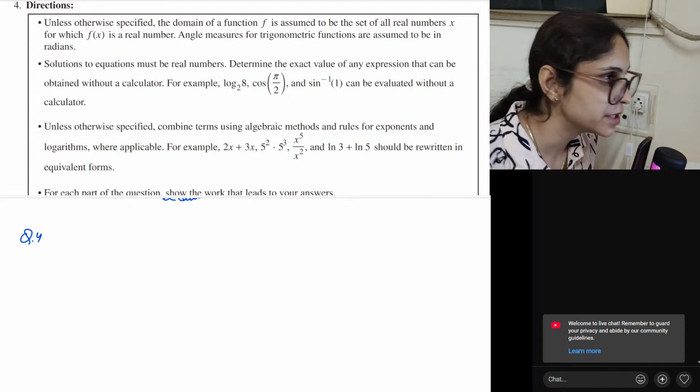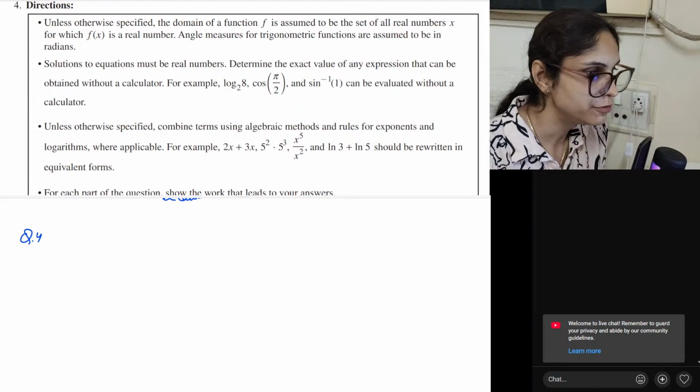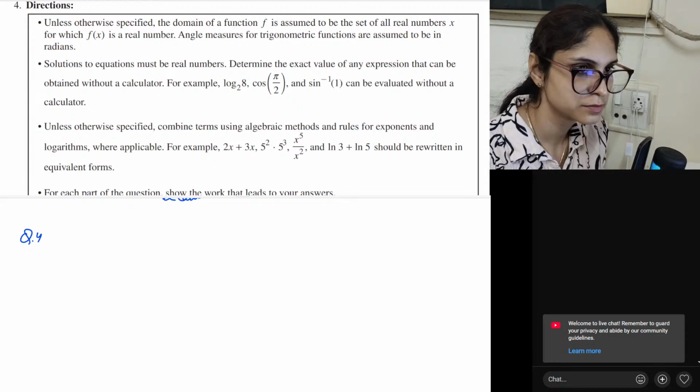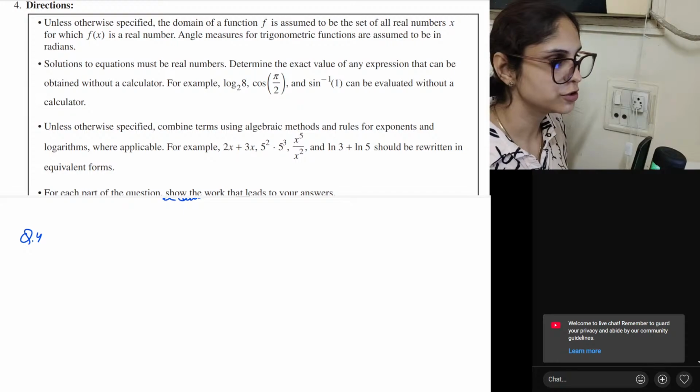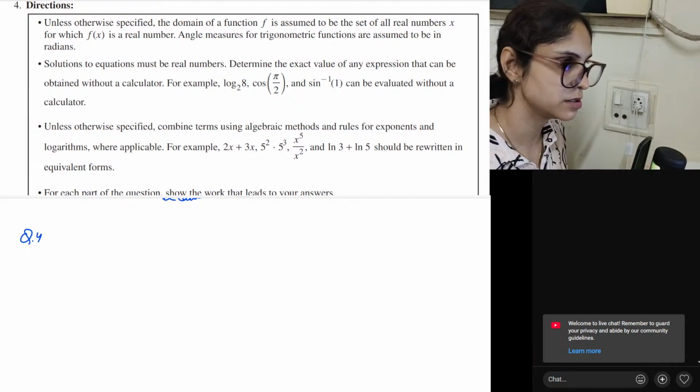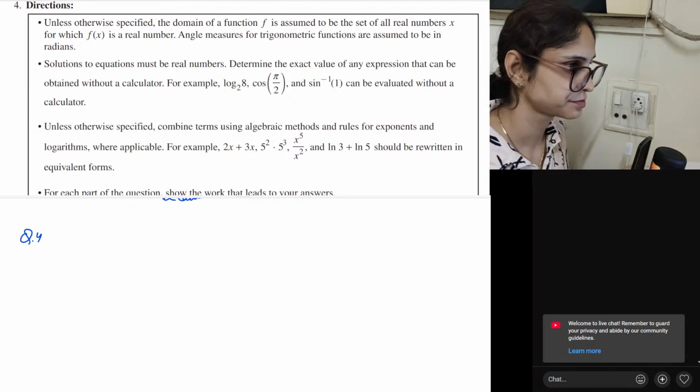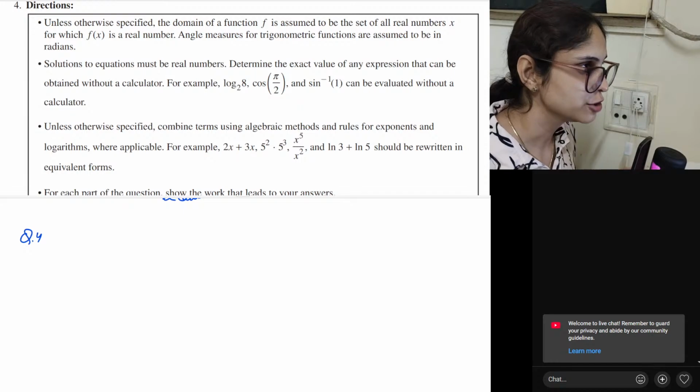Unless otherwise specified, the domain of function f is assumed to be the set of all real numbers x for which f of x is a real number. Angles are assumed to be in radians. Solutions must be real numbers.